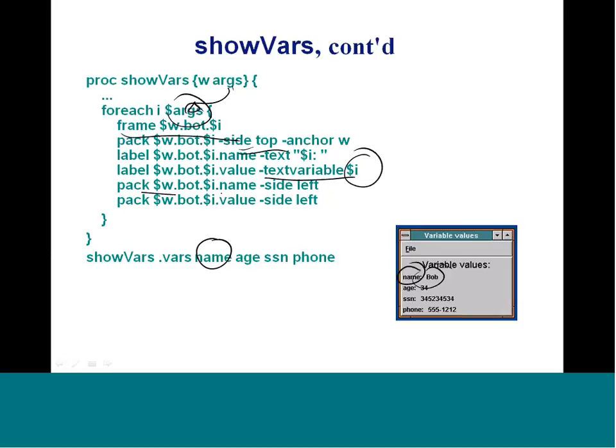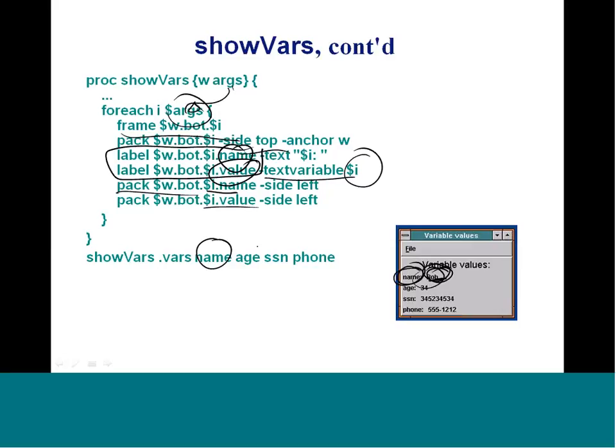And then finally, we have a name on the left side, and then the value. The way we assign it is we now have the name and the value. So we put the name first and then the value. Here the name refers to $i.name, and then the value is $i.value, which in this case is bot.